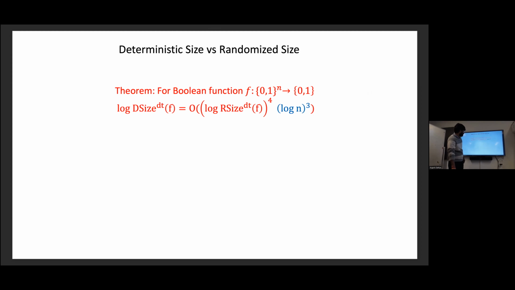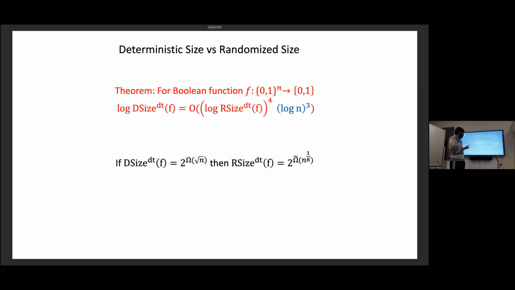And this is our main theorem. So indeed, this is the case. Log of deterministic size can be upper bounded by log of randomized size to the power 4. And there are some polylog factors as well. I will say more on polylog factors later on, but for now, let's ignore that. So there is this quartic relation between log of deterministic size and log of randomized size.